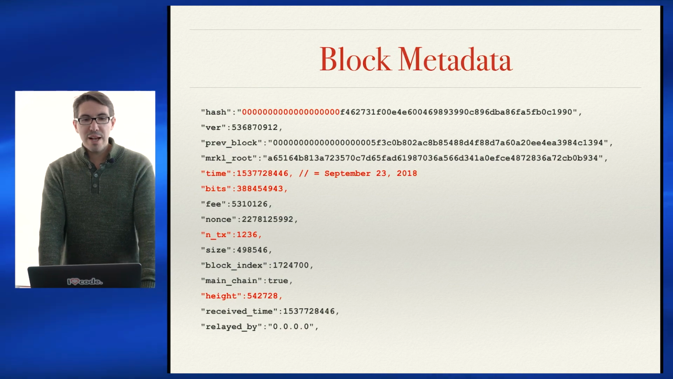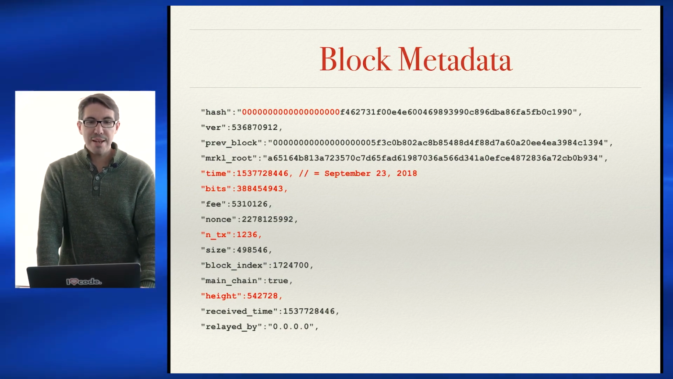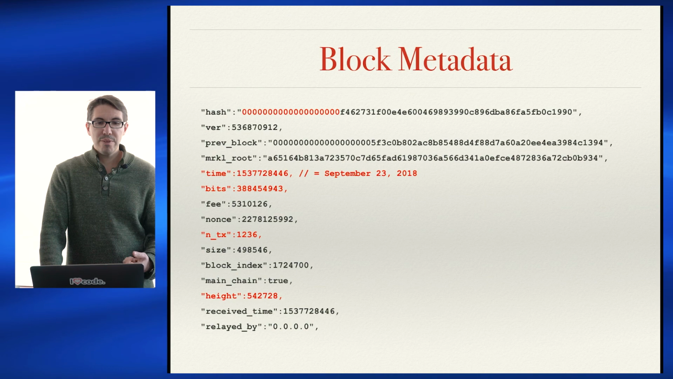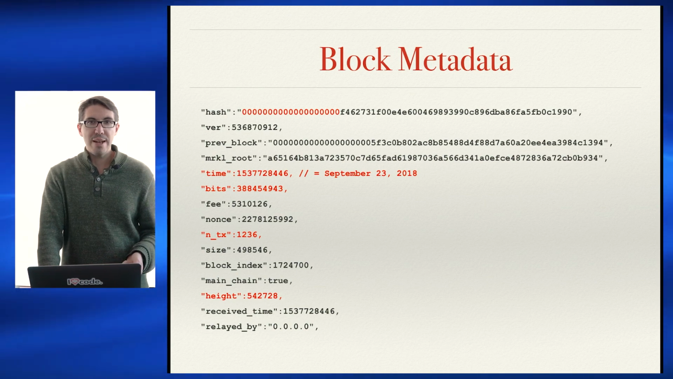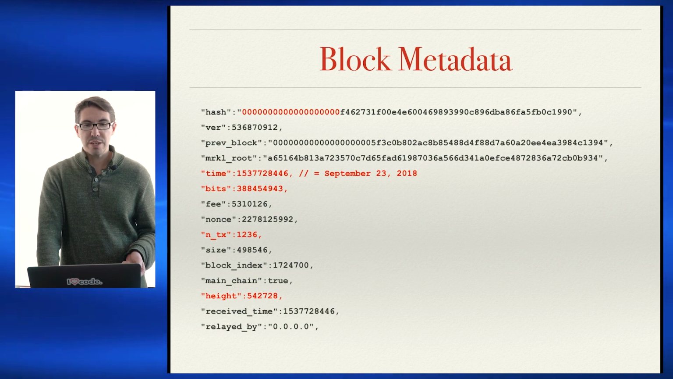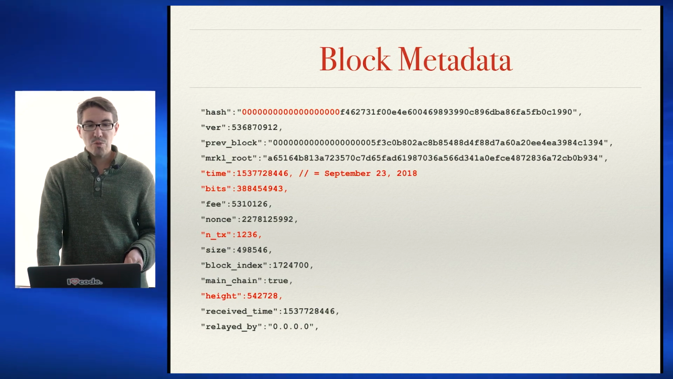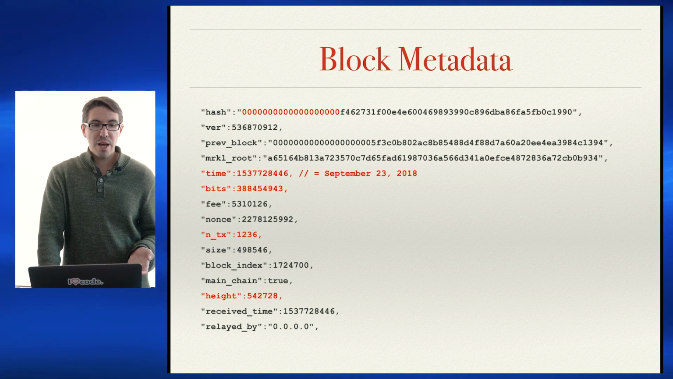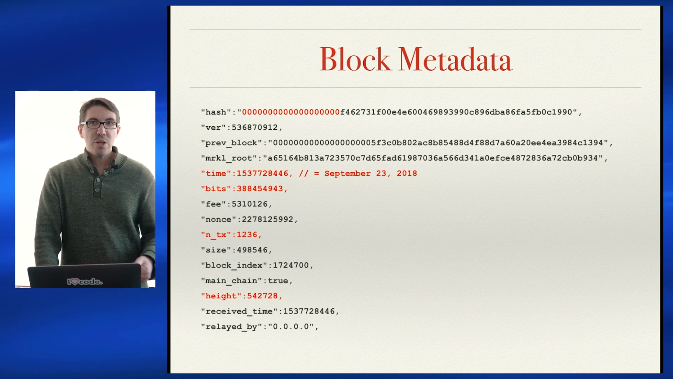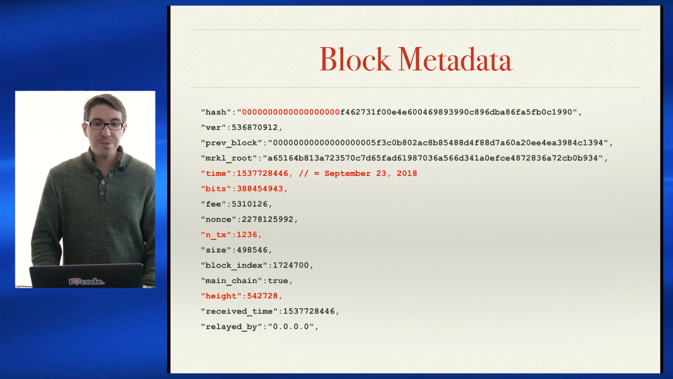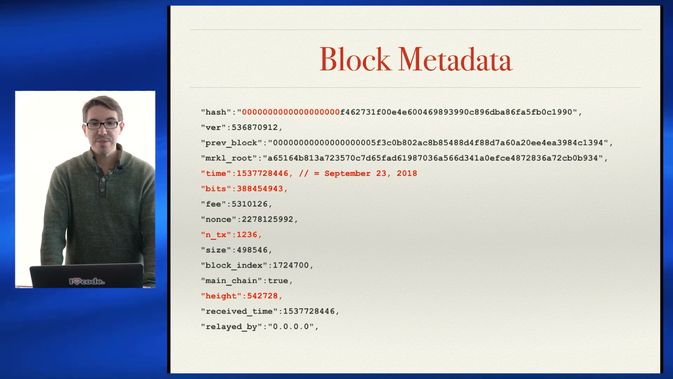So here is an example of some of the block metadata. And I have highlighted in red a few of the interesting aspects of this particular block. So we can see things like the previous block, that is the hash of the previous block, the Merkle root, the nonce, the total amount of fees included in the block, the size of the block. But let's take a look at that hash. You'll notice that it starts with quite a few zeros, 19 to be precise.